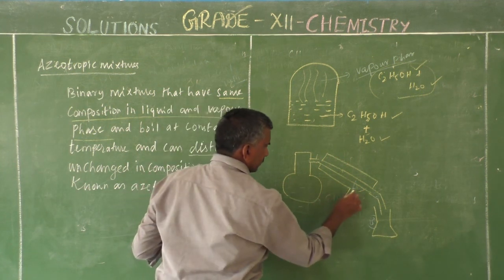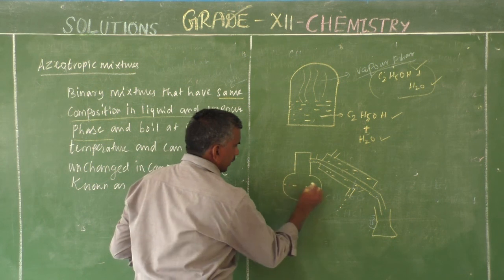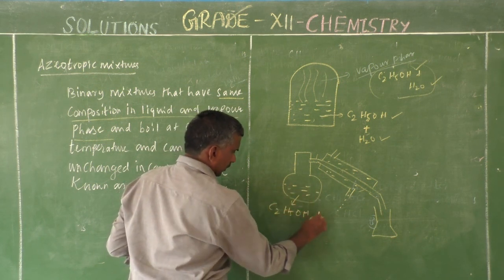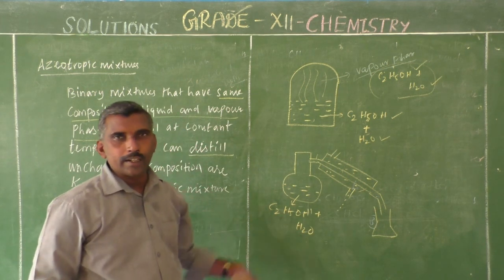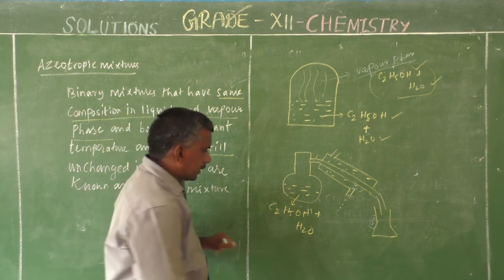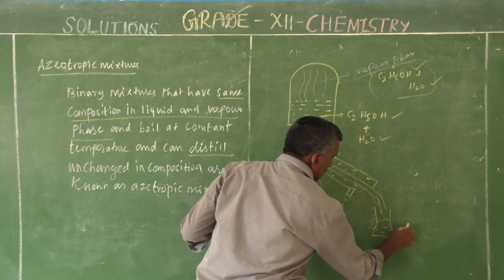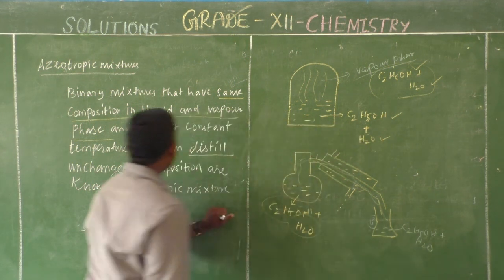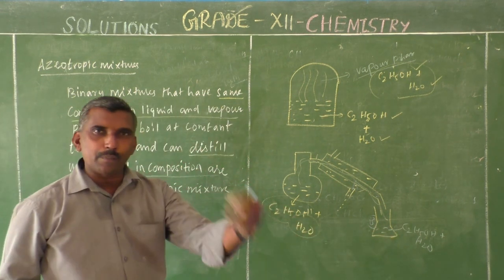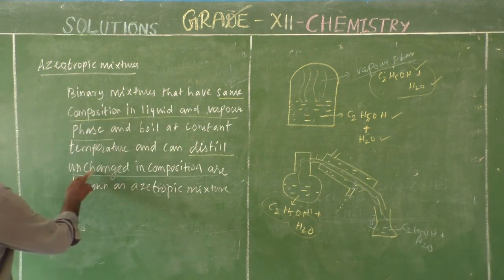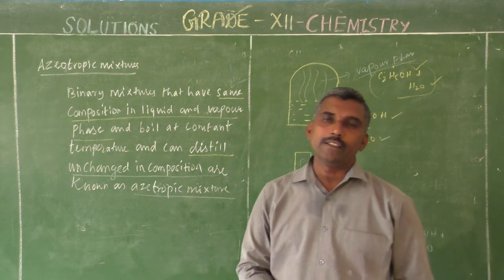You studied this starting in 8th standard: cooling with the Liebig condenser. This is the Liebig condenser. You take ethanol and water and heat it. We want only 100% ethanol, so we try to remove water by distillation. What happens? As it heats, water also evaporates along with ethanol, and it is condensed. There is no separation, the composition does not change, and getting only ethanol is not possible. This mixture is known as an azeotropic mixture.